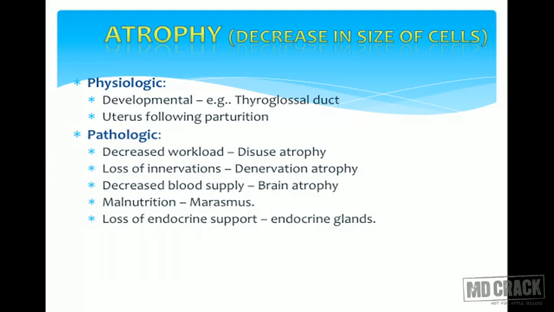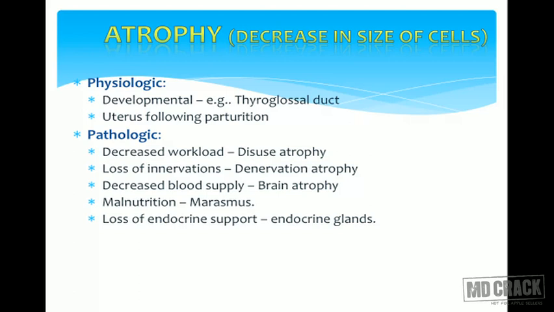Pathological conditions where atrophy will take place. Example, decreased workload, disuse atrophy. For example, if there is a fracture of a limb and there is a plaster cast, and the particular affected limb remains immobile, then the skeletal muscles will undergo disuse atrophy. If there is loss of innervation to the skeletal muscle fibers, they will undergo denervation atrophy. That's again an example of pathologic atrophy.